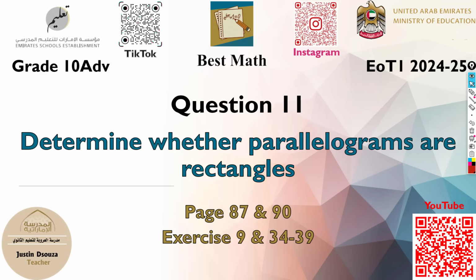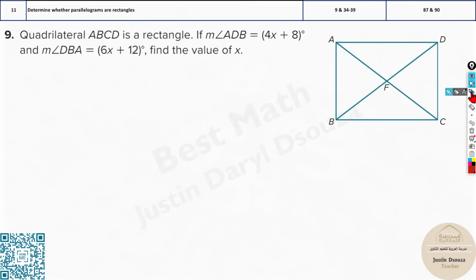Moving to question 11, it is about parallelograms and rectangles. Here we have been given a quadrilateral. That means it has 4 sides, and they have told us it's a rectangle. That means all the vertices or the edges are 90 degrees. If the measure of ADB, that is A, D and B, this one over here, is 4x plus 8, then we have the measure of DBA, this measure over here, is 6x plus 12. What is the value of x?